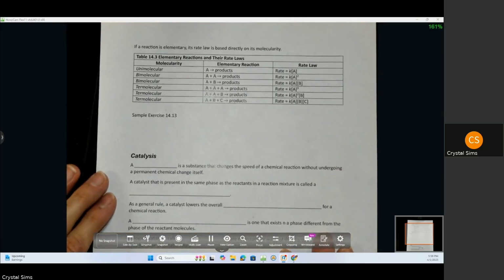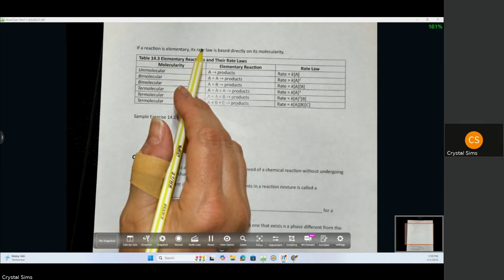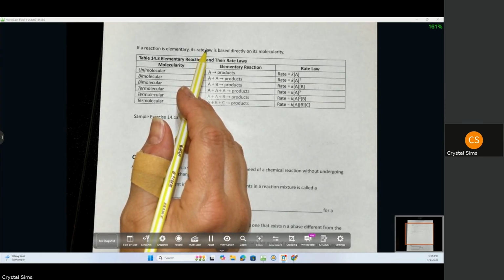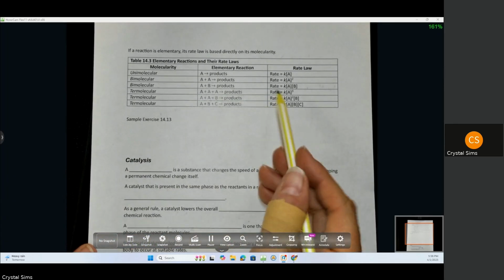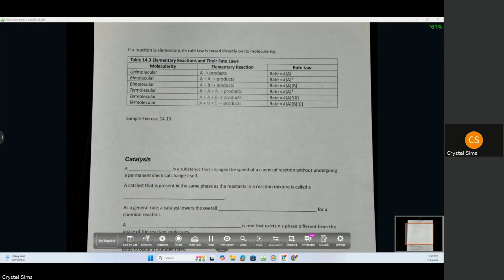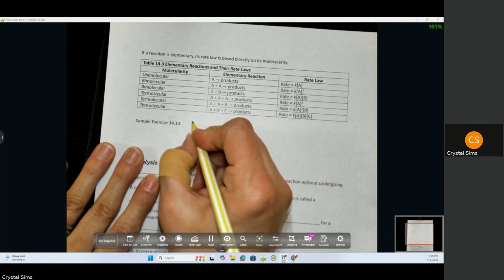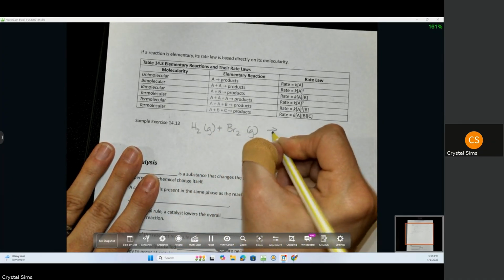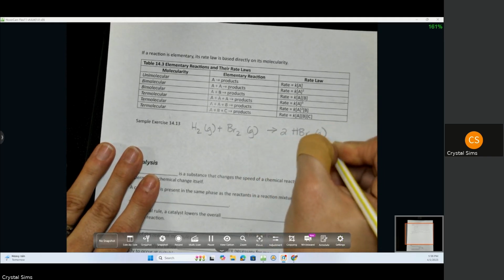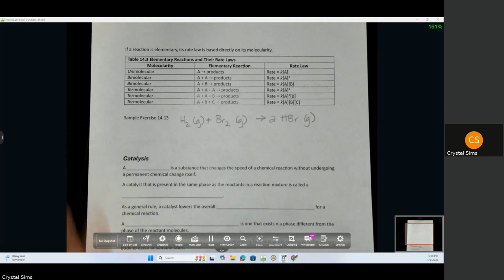Let's move on to our last page here. If a reaction is elementary, okay, and just as a reminder, the elementary reaction is the single step. Okay, so it's each of those single steps, and its rate law is based on its molecularity. So let's look at sample exercise 14.13. It gives us a reaction and it says, if the following reaction occurs in a single elementary reaction, predict its rate law.